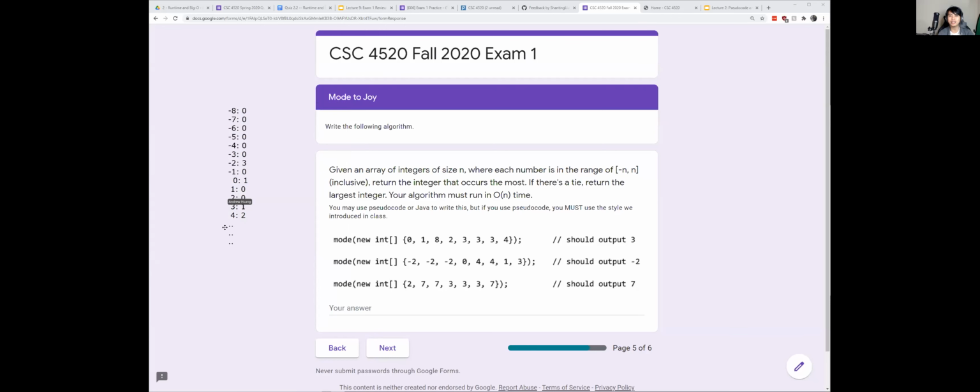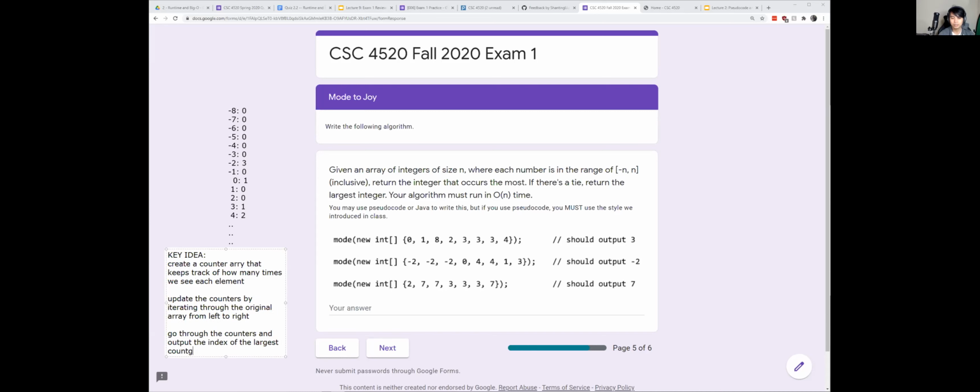And then we just iterate through all the elements of the counters array that we made and find the corresponding index that has the largest count. So since -2 had the largest count, we return -2, right? So the key idea here: create a counter array that keeps track of how many times we see each element, update the counters by iterating through the original array from left to right, and then go through the counters and output the index of the largest count, using tie breaking by largest index.